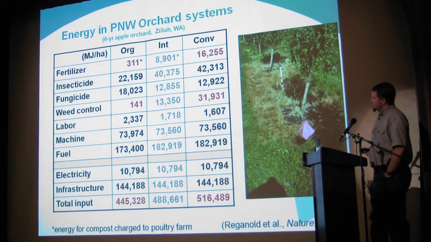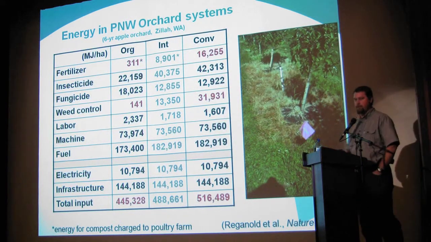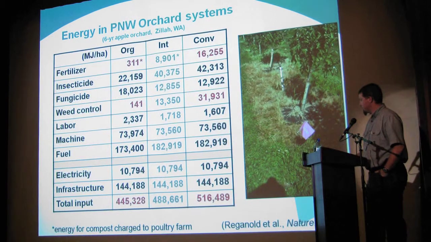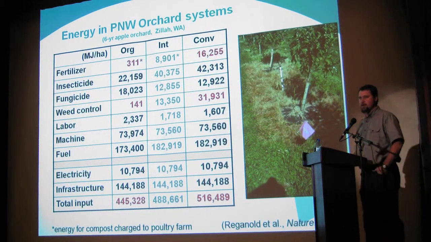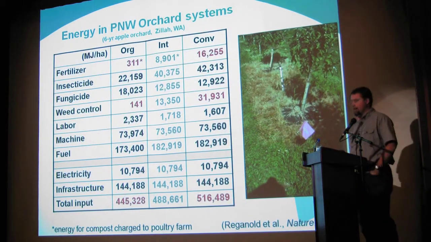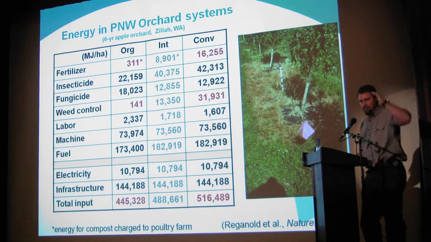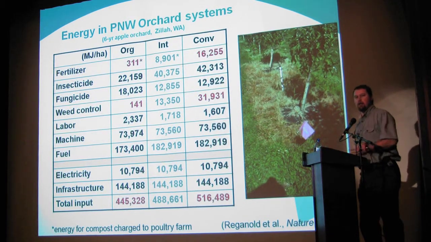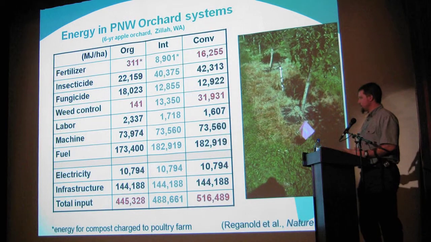An orchard system, and this study is actually a fairly substantial study, a long-term study in Zillow, Washington by John Reganold, who is a Regents professor at WSU, and this is the study that made him. Published it in Nature, which is a very high-end journal. And what he did is he compared an organic and integrated and conventional orchard system, and his conclusion was the organic system used considerably less energy than the conventional system or the integrated system.